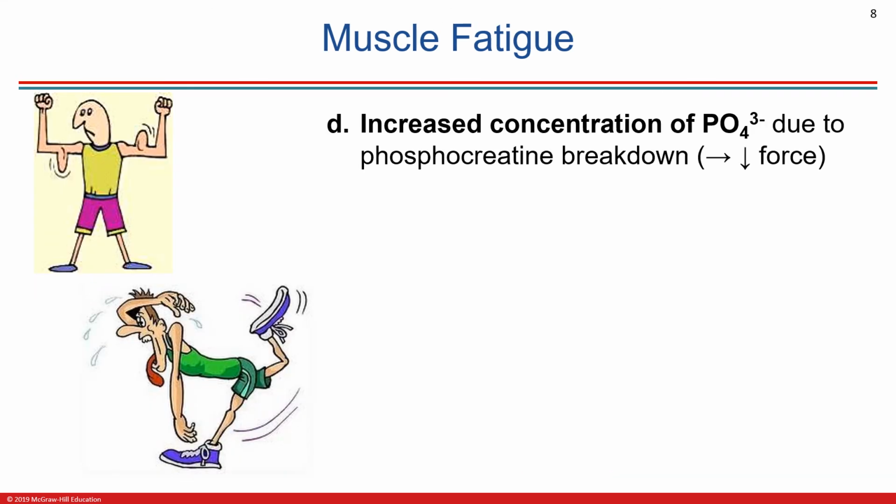A few more here. If we increase our concentration of phosphates, and that can happen due to phosphocreatine breakdown, we believe that's going to cause, if there's not enough phosphocreatine and it's releasing all these phosphates, a reduction in the amount of force that muscle can provide with its contraction.